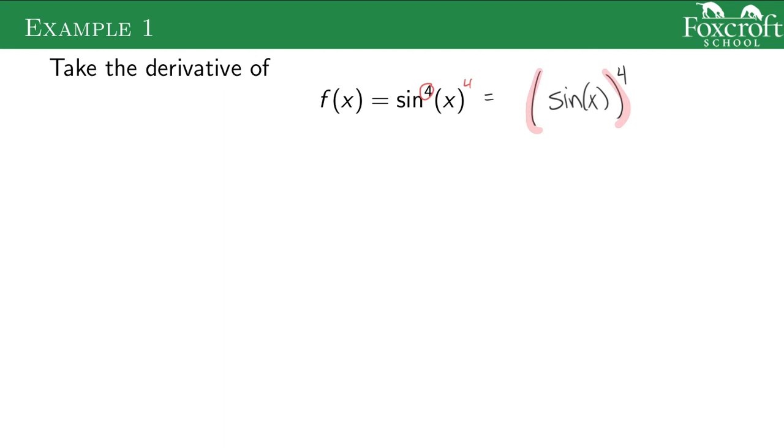And the chain rule says I start from the outside in. So the first thing I do, coming from the outside of that parentheses, is this exponent 4. So that's the first thing I have to do. And then I have to do the sine. So my derivative now.